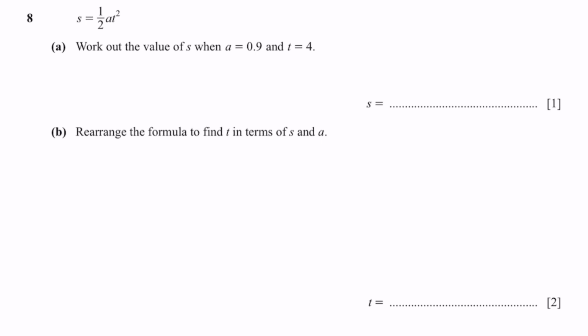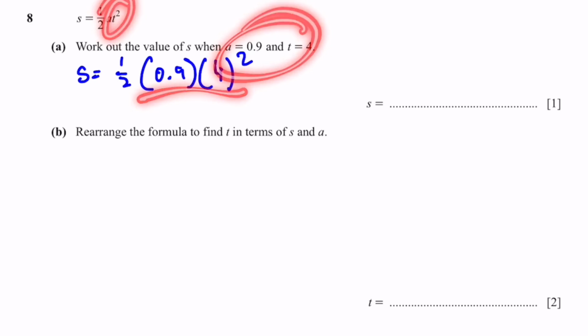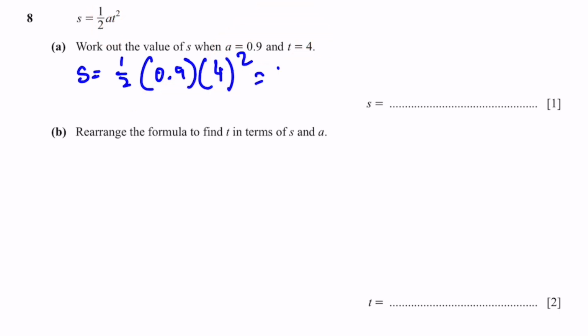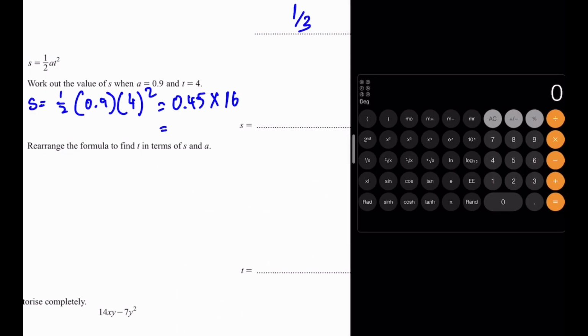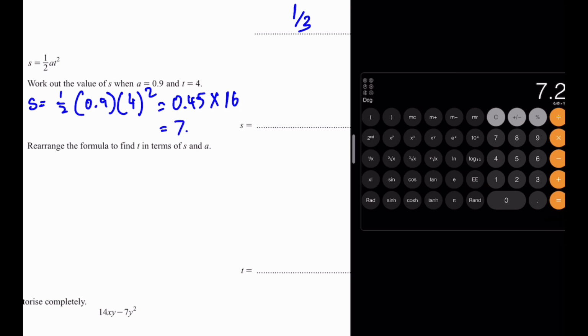Question 8. S equals 1/2 of AT squared. A. Work out the value of S when A is equal to 0.9 and T is equal to 4. You can say S is equal to half into 0.9 into 4 squared. And I just substitute these values into A and T. Now, half into 0.9 is 0.45, and we multiply that by 4 squared, which is 16. When we do this, let's get our calculator out. 0.45 into 16 is 7.2. That means S is equal to 7.2.